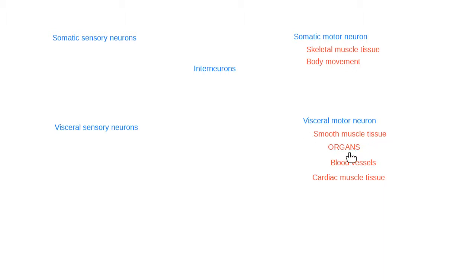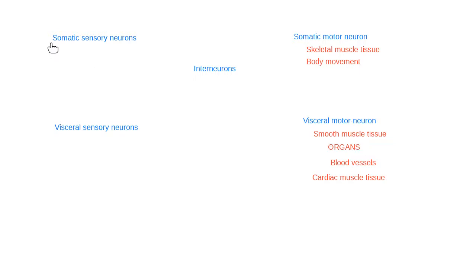If we needed our intestines to start churning because we just ate something, I would use a visceral motor neuron to do that. Or if I wanted to change how quickly my heart was beating or how strong it was beating, I would use a visceral motor neuron to do that as well. So changing the activity of organs, including the heart, that's the kind of thing that a visceral motor neuron can do. Making your body move, that's the kind of thing that a somatic motor neuron can do. Because these two types of motor neurons talk to different things.